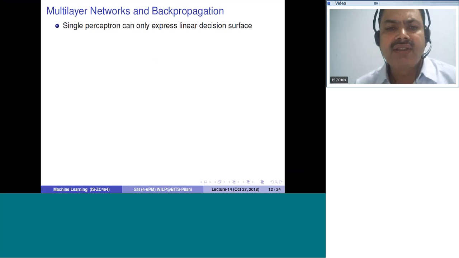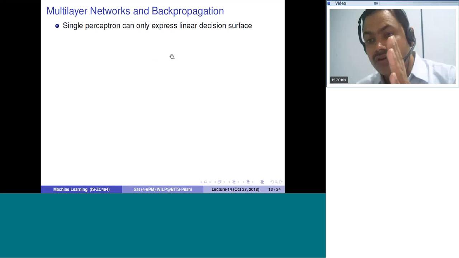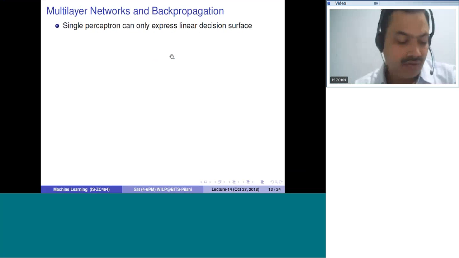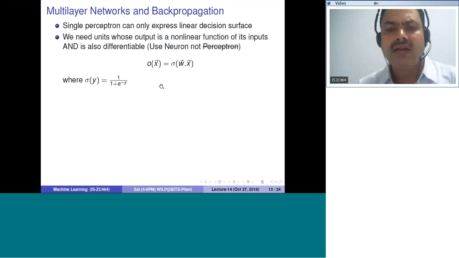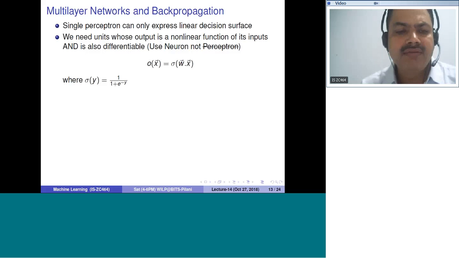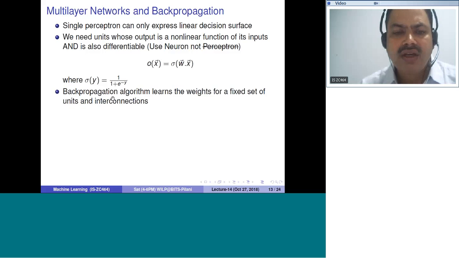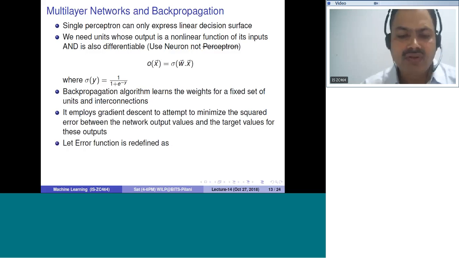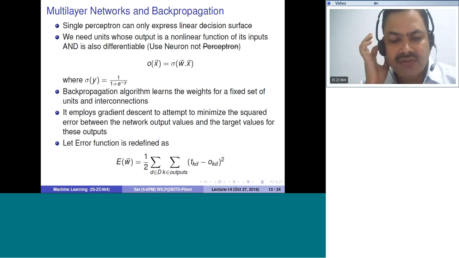Now multi-layer networks. We have only talked about a single neuron so far, but what if you have multiple neurons? Please note that we have a neuron, not the perceptron, and whatever the output is, the output of x is a sigmoid applied to wx, where sigmoid of y is equal to 1 upon 1 plus e to the power minus y. The algorithm that we use is called back propagation.